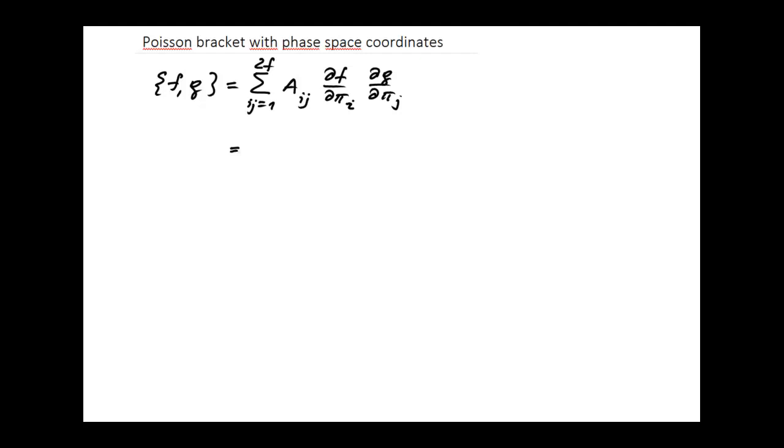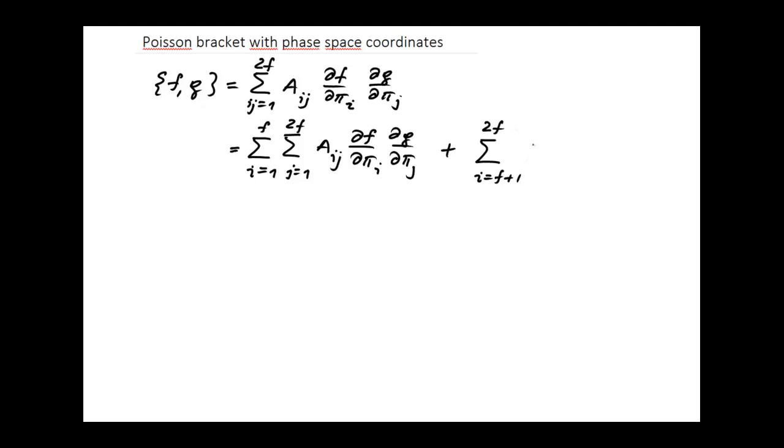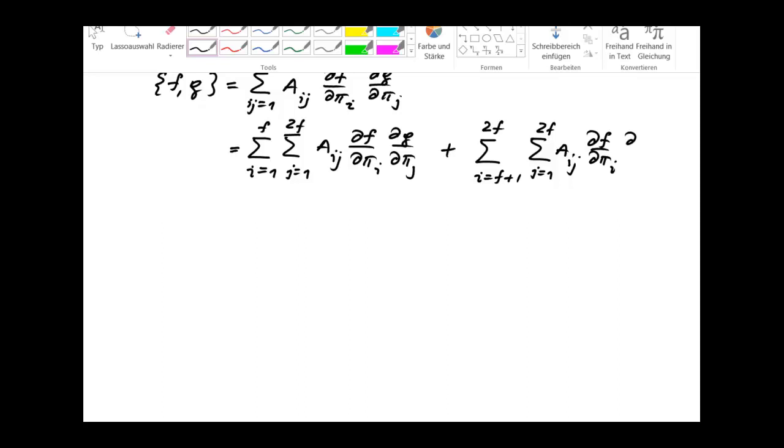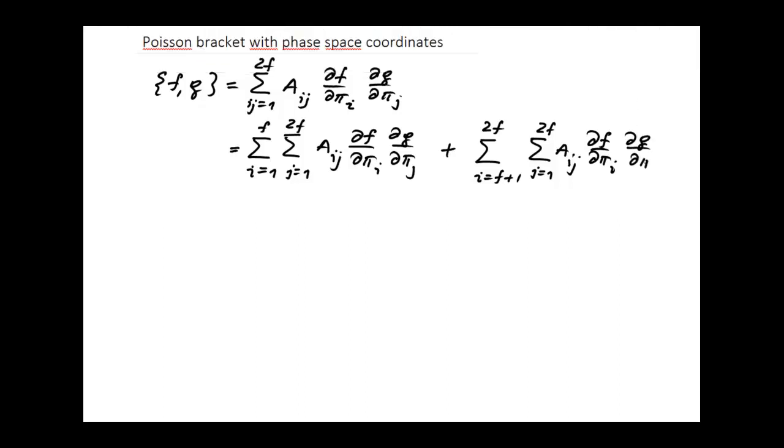I can divide this up into two sums. I can first take the sum i going from 1 to f and j going from 1 to 2f, a_ij partial f partial pi_i partial g partial pi_j. And then I take the second half of the sum, i going from f plus 1 to 2f and j going from 1 to 2f, a_ij partial f partial pi_i, partial g partial pi_j.